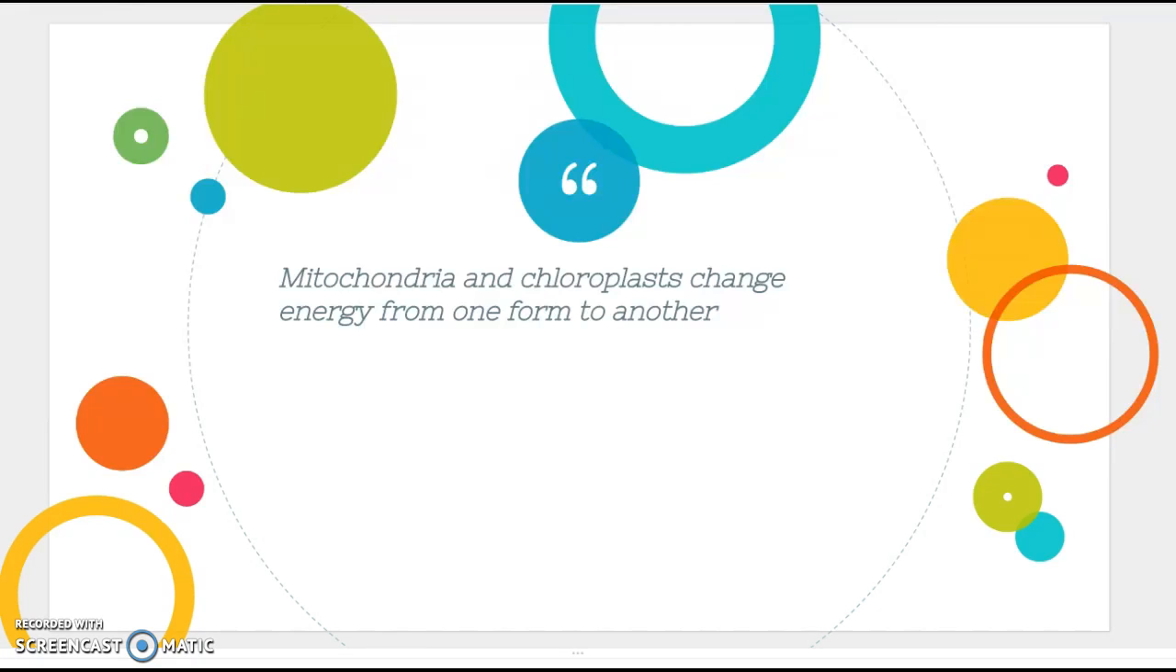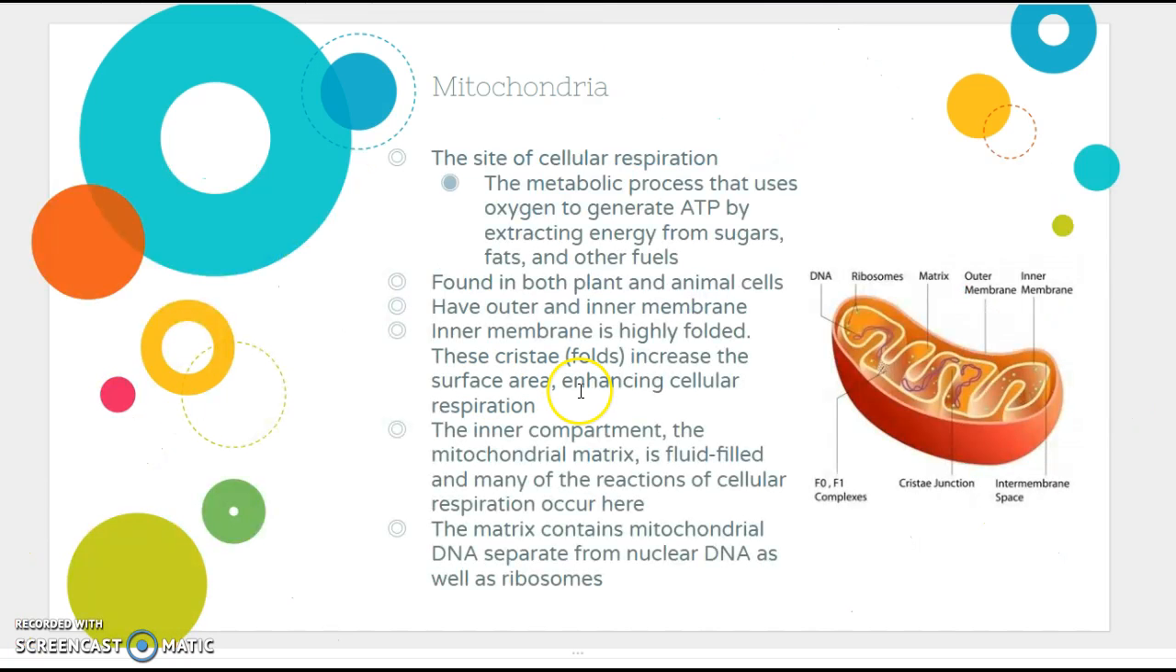We're going to move on to the next topic, which is that mitochondria and chloroplasts change energy from one form to another. So these are how the different cells get their energy. Mitochondria is where cellular respiration occurs, and cellular respiration is the process that uses oxygen to create ATP, and it does this by extracting energy from sugars, fats, and other sources. This is found in both plant and animal cells, and it has an outer and inner membrane.